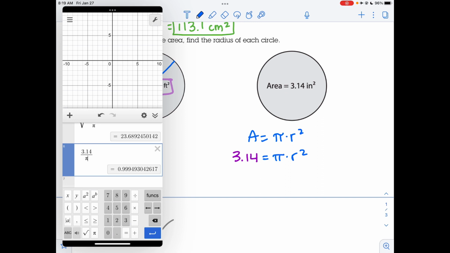So we got 0.9994930. I'll go ahead and write 0.999 here, but really this was trying to get us to 1. If you take pi and round it to the nearest hundredth, you get 3.14. You guys know that.